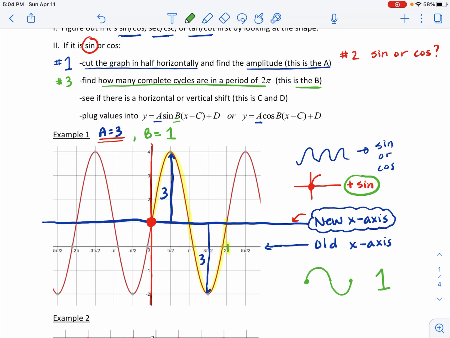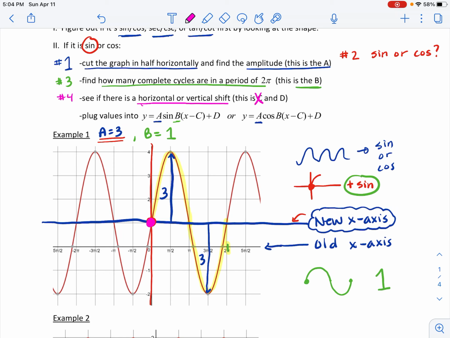Let's do a different color still, so step number 4: see if there is a horizontal or a vertical shift. This is going to be your C or your D. Now, because it started at 0, 0, at the origin, and then went up, this means I didn't really move it right or left anywhere, so I'm not going to have a C value this time. It didn't move right or left anywhere.